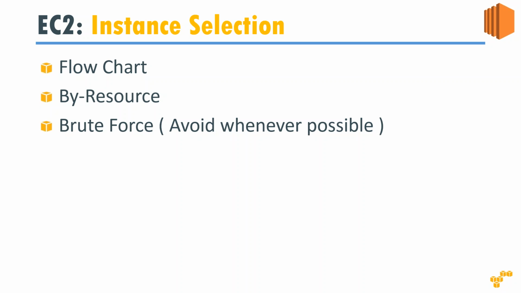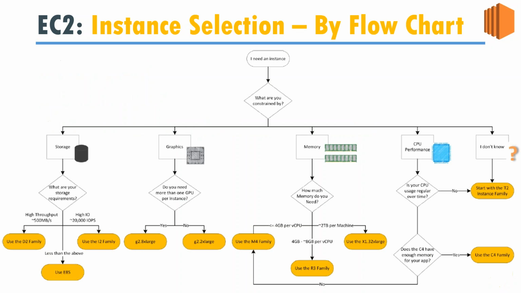Another approach is to look only at your resource type, then brute forcing. Brute forcing is to keep running your instances on different types of servers and try to find out what is the best instance type that works for you. So when it comes to the flowchart, let us look at it in detail. Here's a sample example of the flowchart that sometimes gets used.